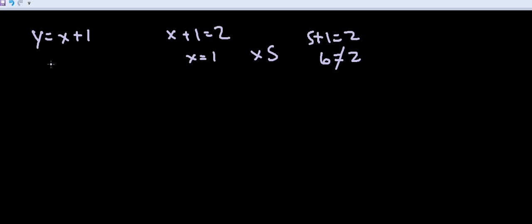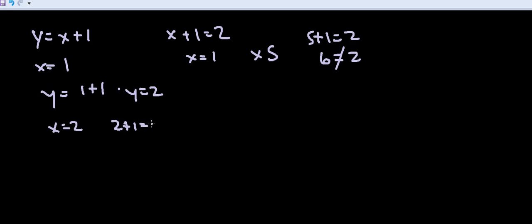But in this case here, we have an infinite number of solutions, because if I set x as equal to 1, then I get y is equal to 1 plus 1, which means y is equal to 2. But if I set x is equal to, we'll say 2 for simplicity's sake, then 2 plus 1 is equal to y, so y is equal to 3. And I can do that for any number.